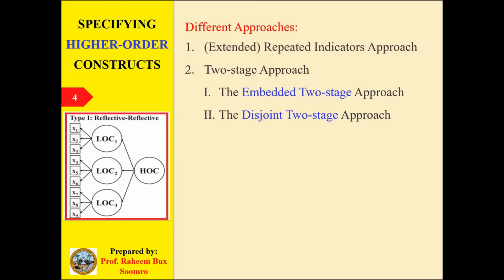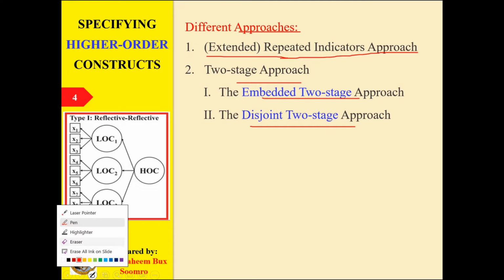Specifying higher order constructs. Now how to specify a higher order construct? There are two approaches: the repeated indicator approach, and another is the extended repeated approach. Because when you are applying the repeated indicator approach, some issues arise from this approach. In order to resolve these problems, the researchers have proposed the extended repeated approach. The two other approaches are the embedded two-stage approach and the disjoint two-stage approach.